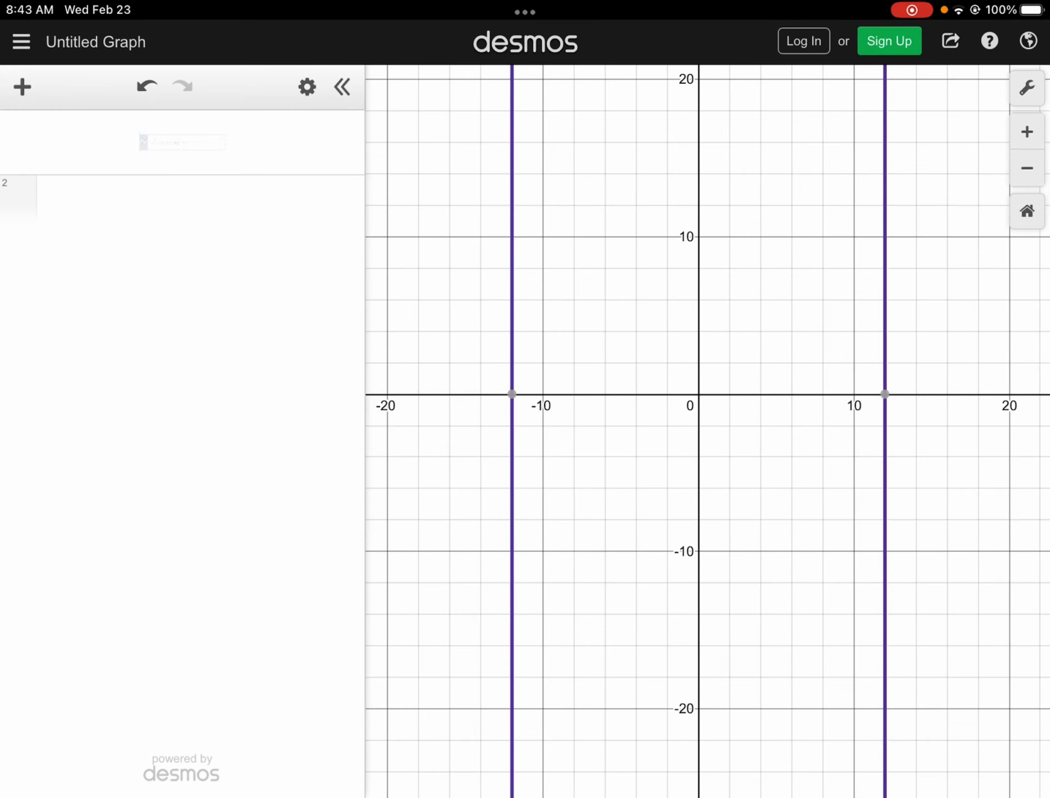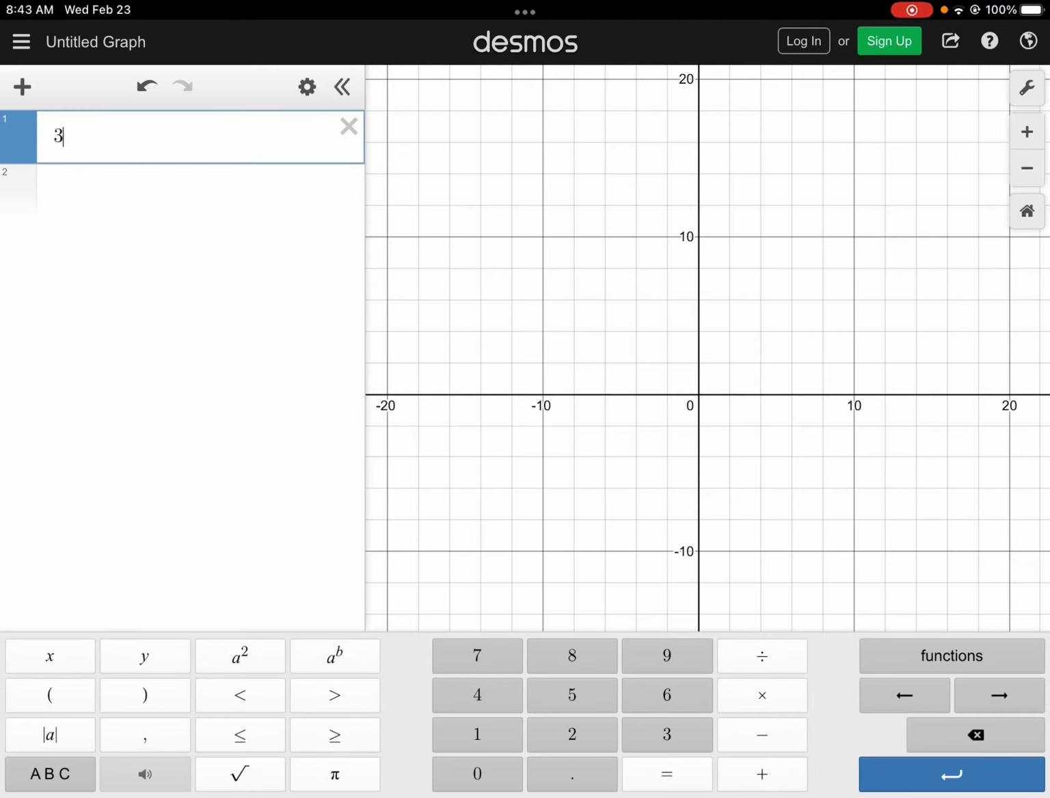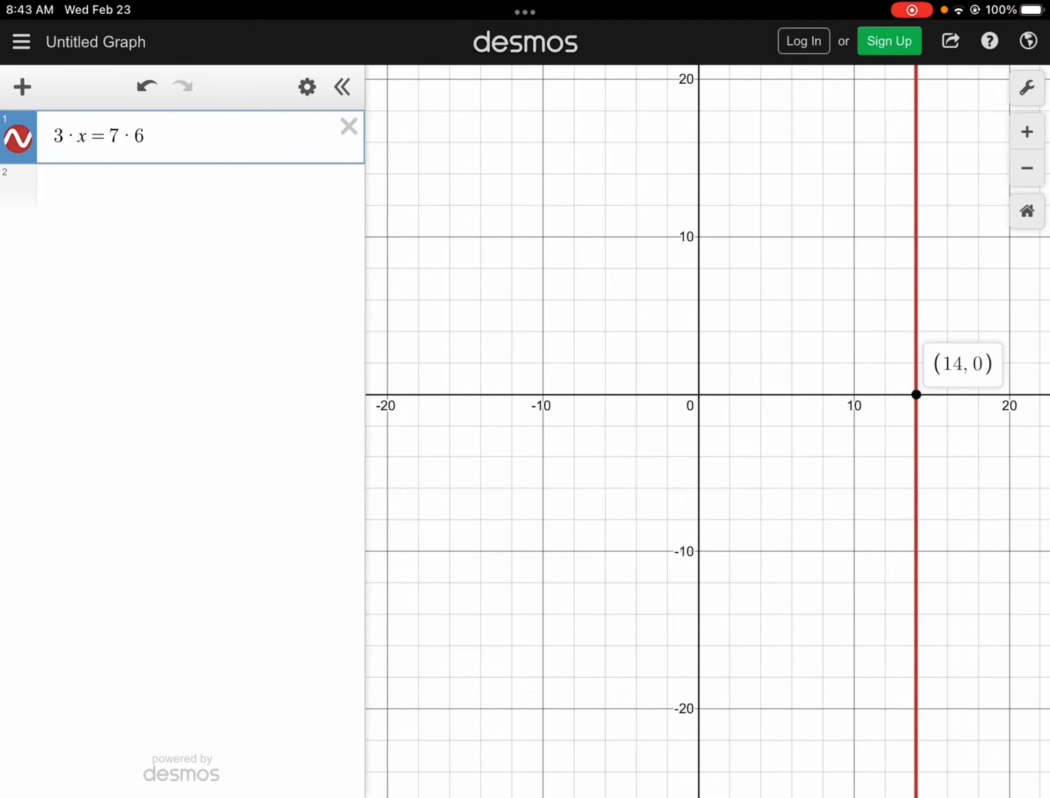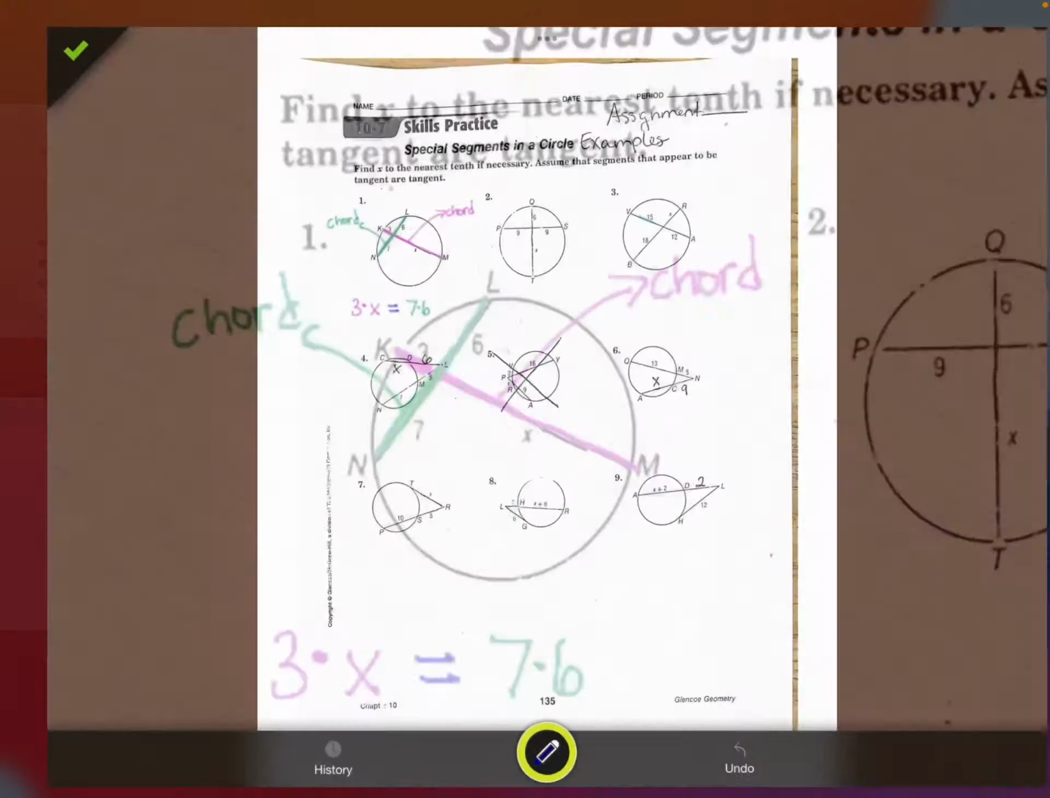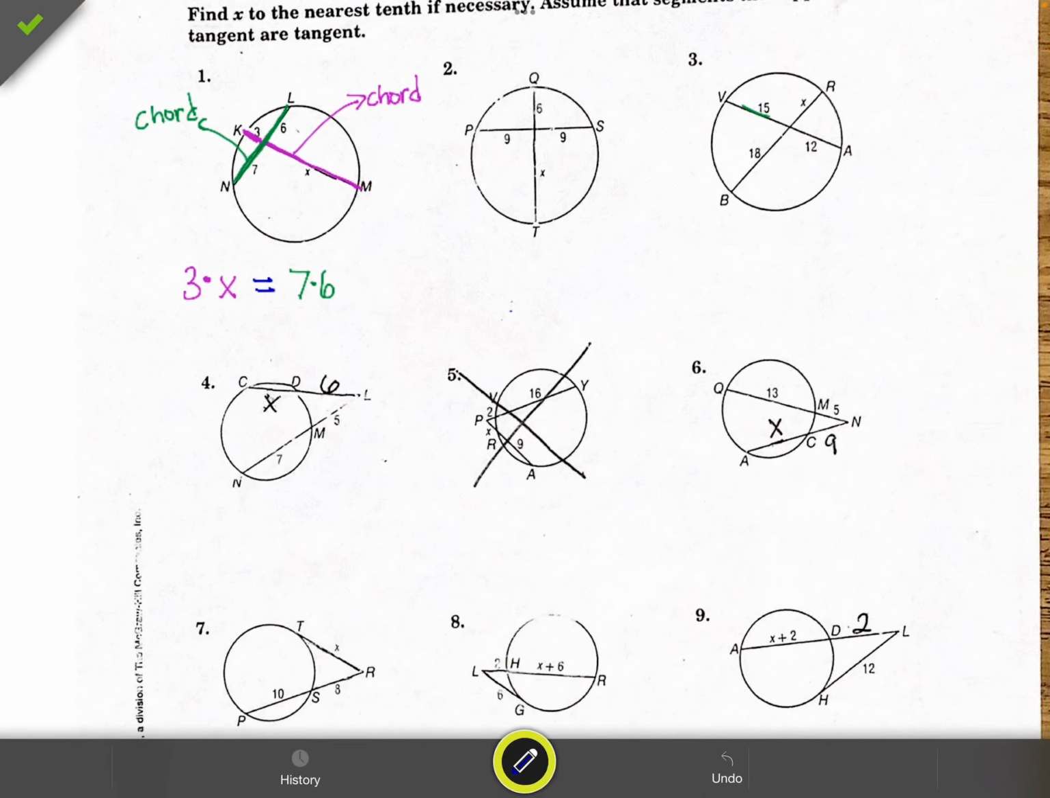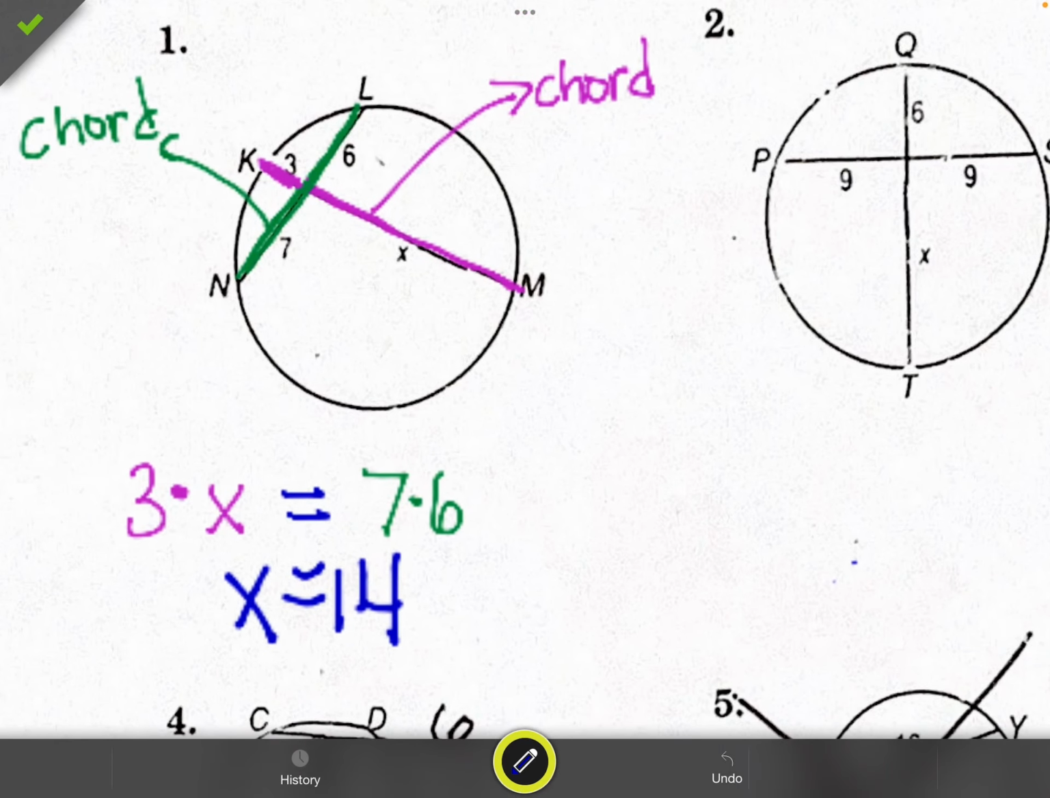So we come over here, and you can type it in exactly how you wrote it. So X turns out to be 14. So X equals 14. So what we just figured out is that smaller purple piece right here is 14 units long.